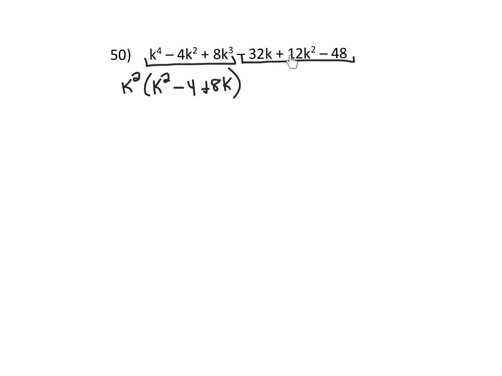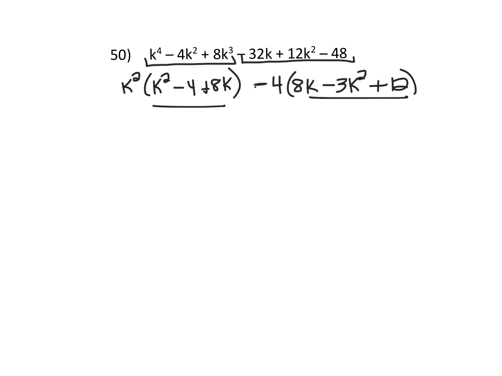Okay, out of the next 3 terms, well, it looks like the most you could factor out really is just a negative 4, which would leave me with a positive 8k, and then a negative 3k squared, and then negative 48 divided by negative 4 is positive 12. Now what you'll notice is, look at this, these parentheses don't match, okay? So this wasn't the method that works.